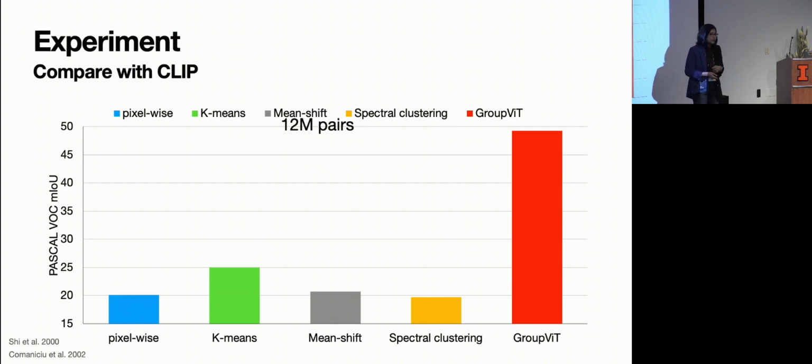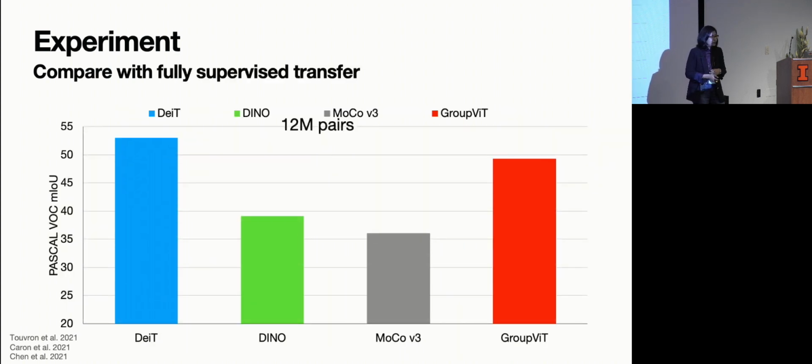We also tried various other logical ways to create segments in an image. You could try to match the text in a pixel-wise manner to label each individual pixel in the image. You could do k-means clustering of the internal representation of the CLIP model coming from the image encoder. You could do mean shift clustering of the CLIP model, or you could do spectral clustering. Compared to all of these, the segments that emerge using Group ViT, which is our modified architecture of ViT, were significantly better.